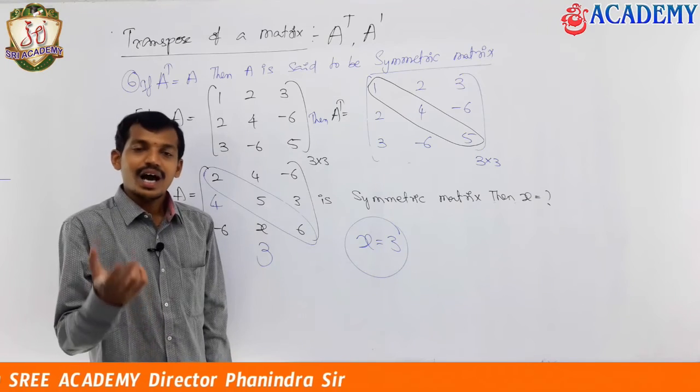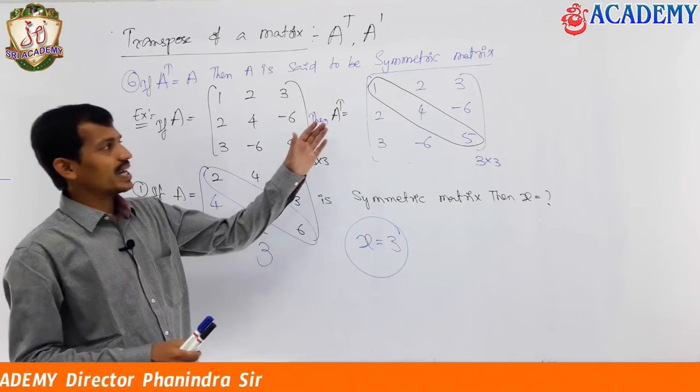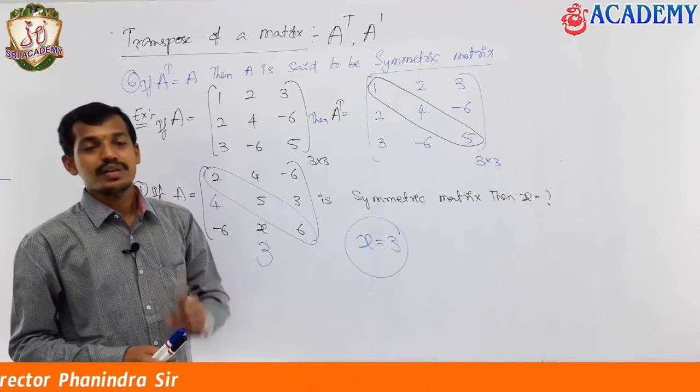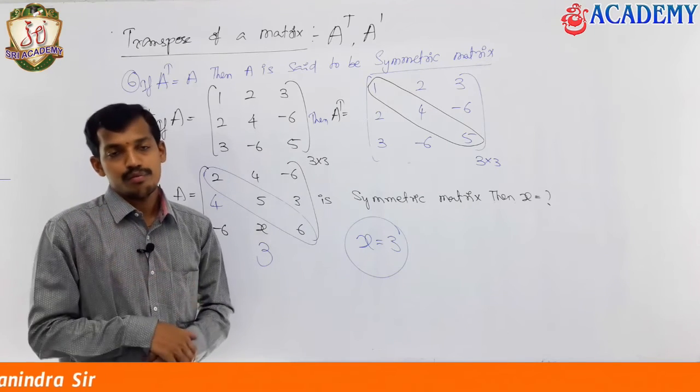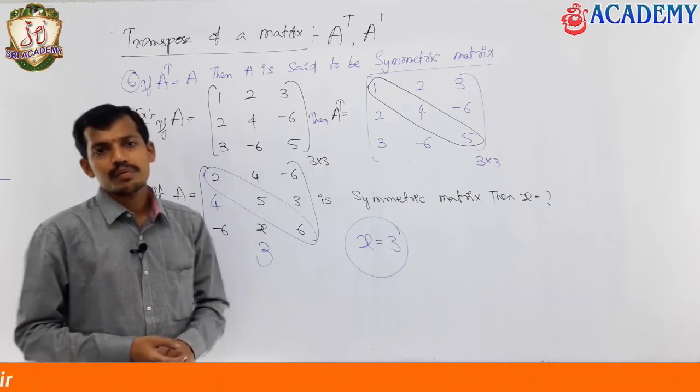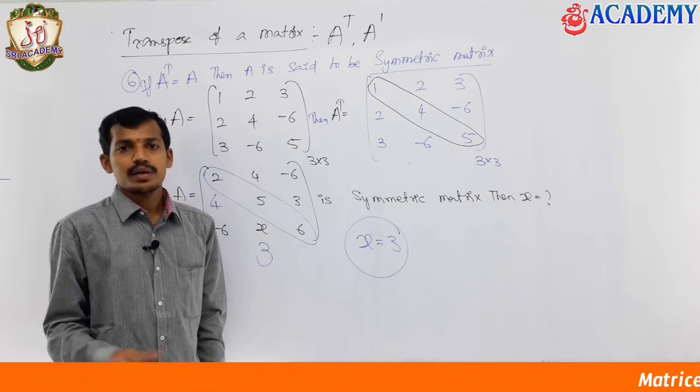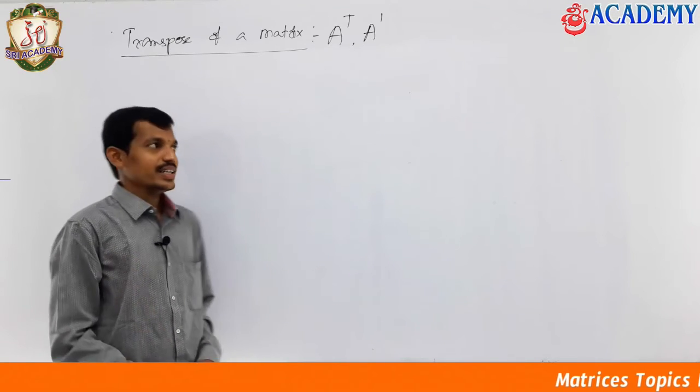Okay, right? Always you have to remember that the upper triangular elements and lower triangular elements in a symmetric matrix are going to be equal. Right? We'll see one more property also. Let's see one more property.